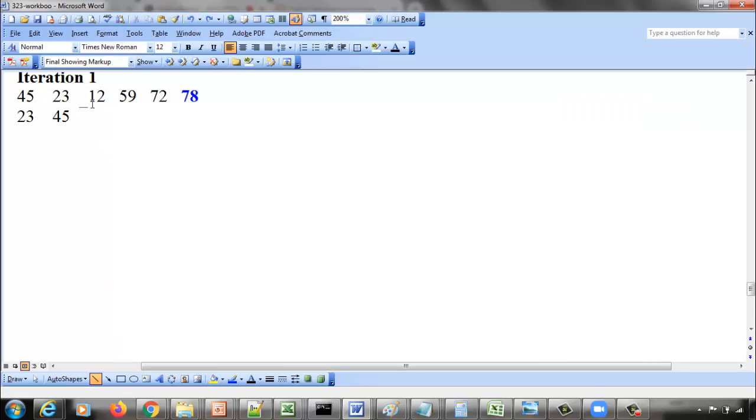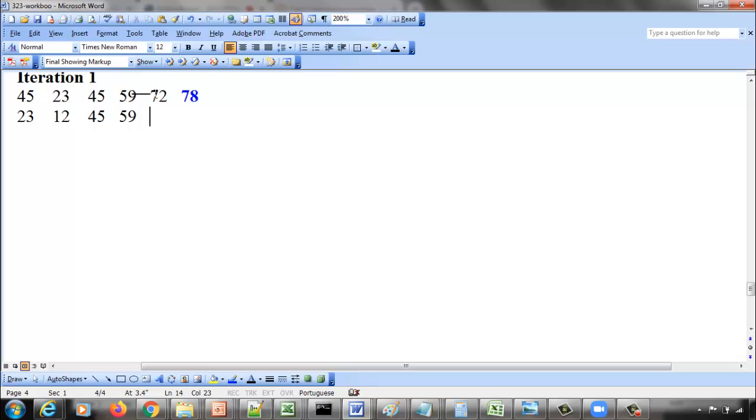This 45 compared with this 12. So again 45 is greater than 12, so which means 12 has to go here and 45 has to come here. Then 45 compared with 59 pairwise, 45 is less than 59, so 45 could be here. Then 59 compared with the element to its right, which is 72. 59 is less than 72, so 59 could be here.